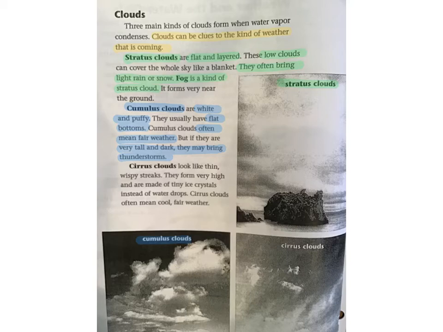All right, and our last cloud type on this page is our cirrus clouds. Okay, our cirrus clouds are thin, wispy streaks, very thin, very wispy when you look up in the sky. They form very high and are actually made of tiny ice crystals instead of water droplets. Pretty interesting fact there about our cirrus clouds. Cirrus clouds often mean cool, fair weather. And again, I know this picture isn't the best, but there in our bottom picture is a picture of our cirrus clouds.